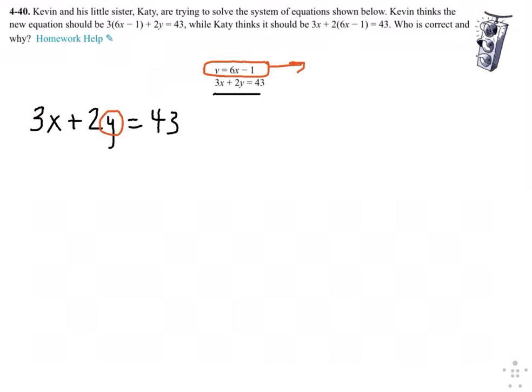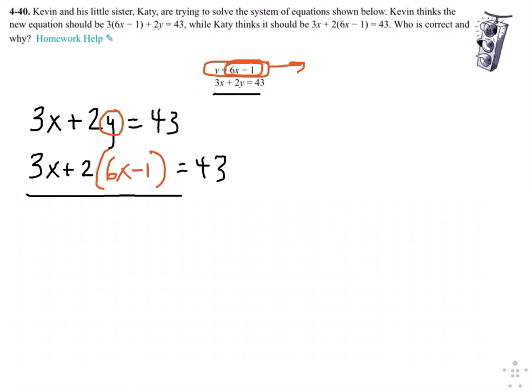So right here, I'm going to replace that with the right-hand side of that equation, 6x minus 1. So that would give me 3x plus 2, and then 6x minus 1 for the y, equals 43. So this would be the way you would substitute in. And that is the way, let's see, which one did it that way? Katie, right here. Katie did it.